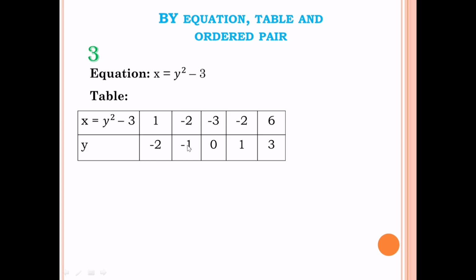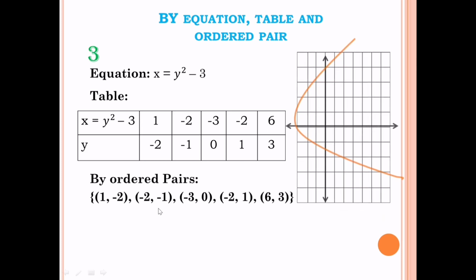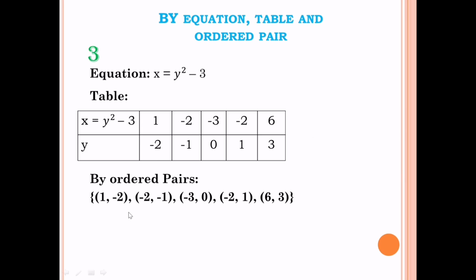Okay, negative 1 squared is positive 1, minus 3 equals negative 2. 0 squared is 0, minus 3 is negative 3. 1 squared is 1, minus 3 is negative 2. And 3 squared is 9, minus 3 is 6. Okay, so let us use this to have the ordered pairs. Now we're going to plot the points of the table, as well as the ordered pairs, into the Cartesian plane by Rene Descartes.